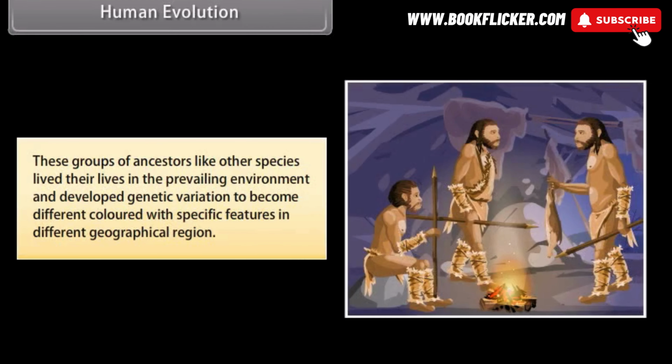These groups of ancestors, like other species, lived their lives in the prevailing environment and developed genetic variation to become differently colored with specific features in different geographical regions.